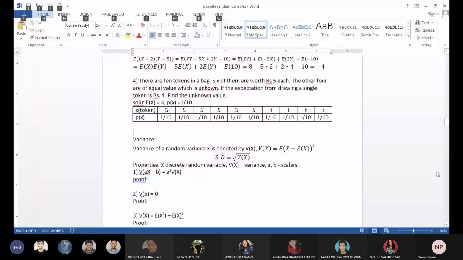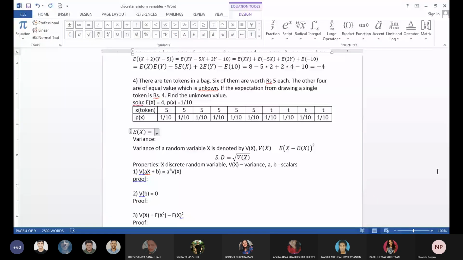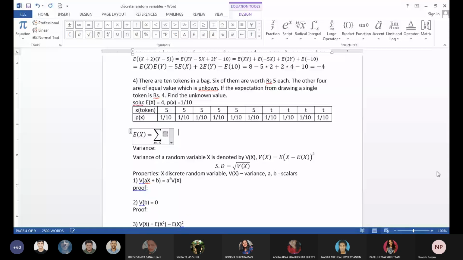The formula for expected value is summation over x belonging to S of xpx. This is the formula for your expected value, summation xpx. Now expected value is given as 4. Okay, expected value is given as 4, and right hand side summation xpx. So it is 5 into 1 by 10.